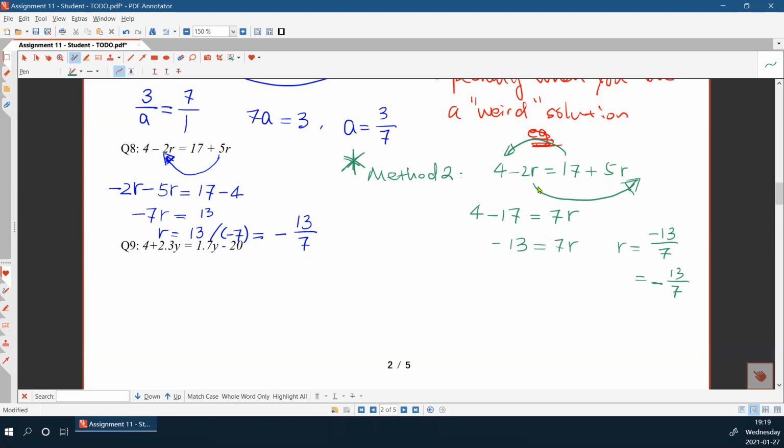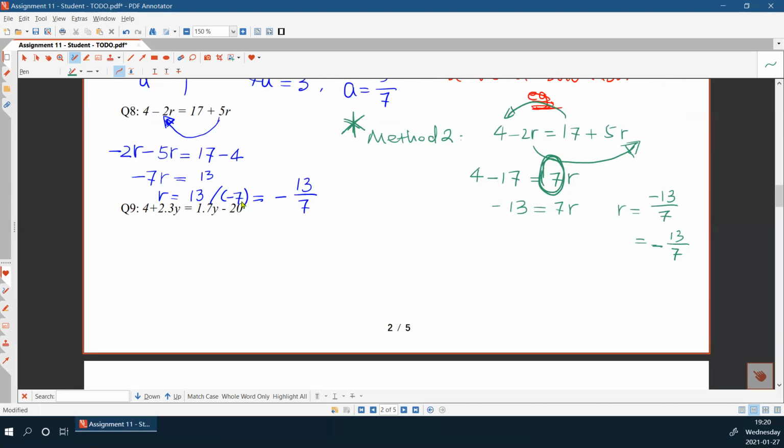So usually I will put minus 2R to the other side of the equation. This gives me a positive coefficient here, which is less likely for you to make mistakes. Okay, that's my personal preference. Okay, let's see the other one.